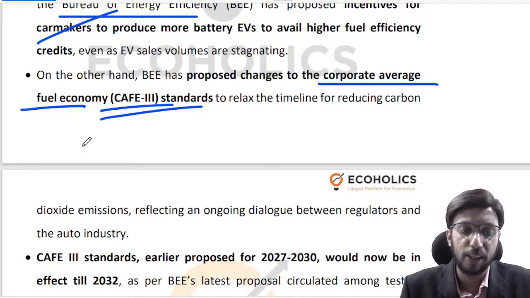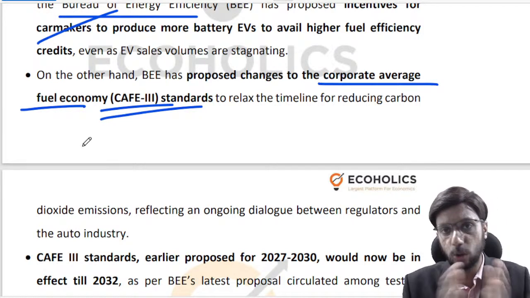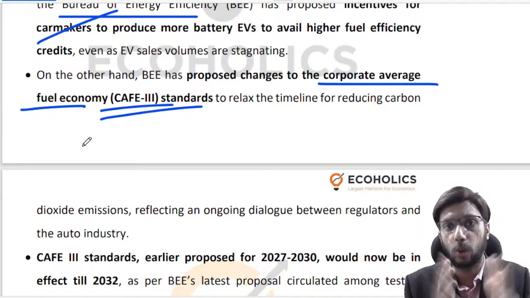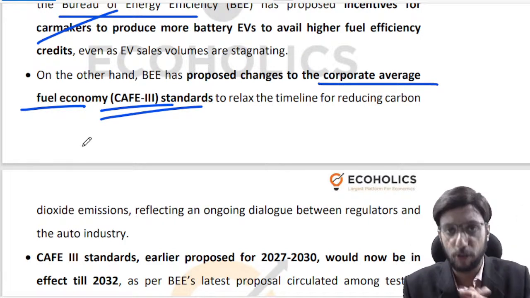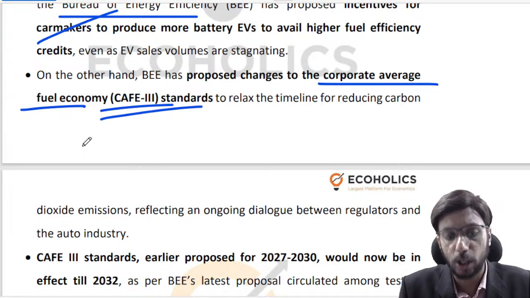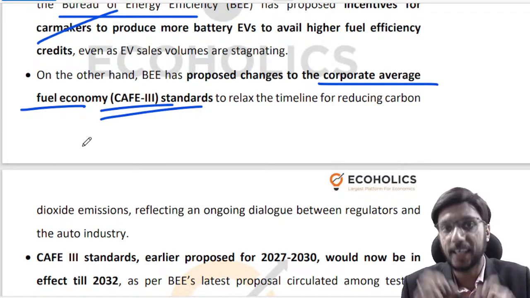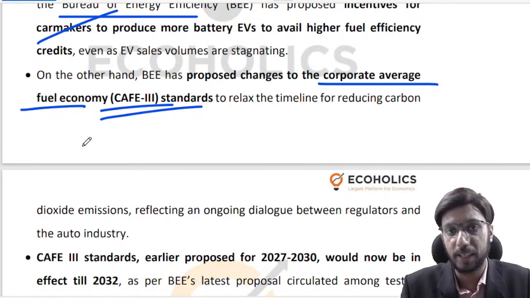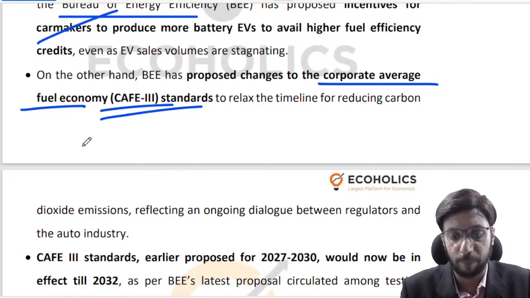So corporate average fuel economy is looking at what? It is looking at the total average, the average emission that all the vehicles that you have produced are emitting. That is what your corporate average fuel economy is looking at. It is looking at the average emission that all the vehicles that you as a company have produced and put out in the market. Okay.